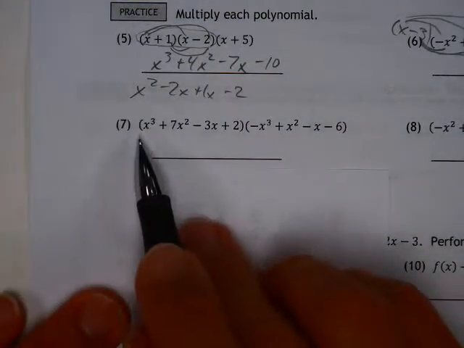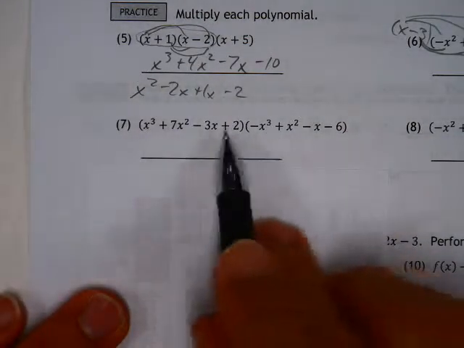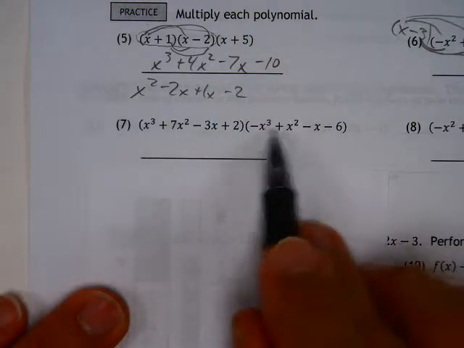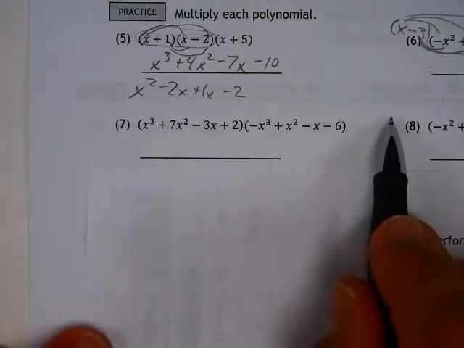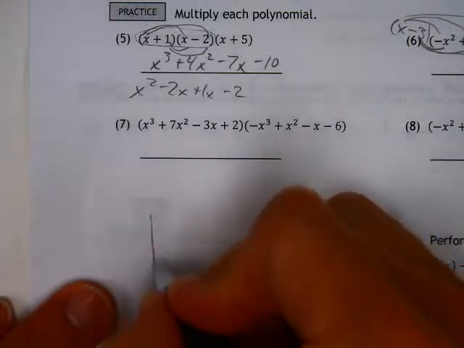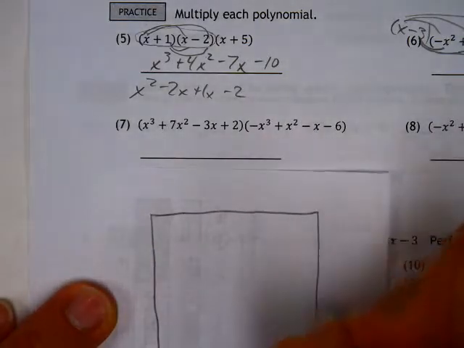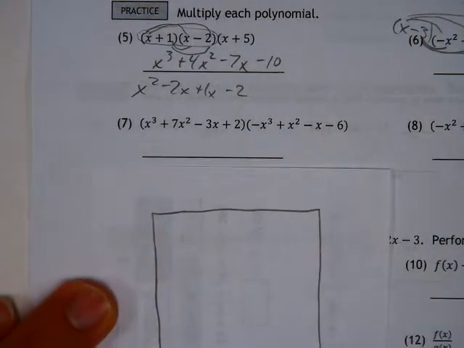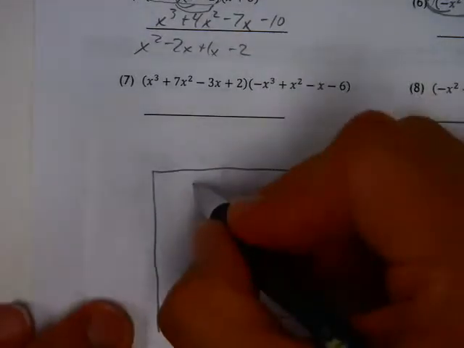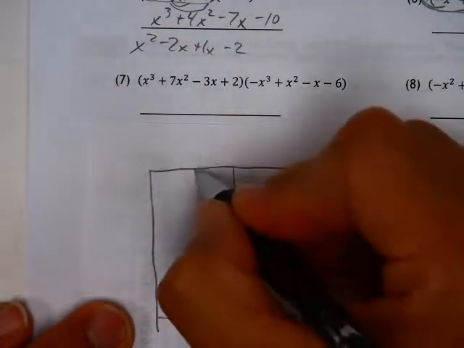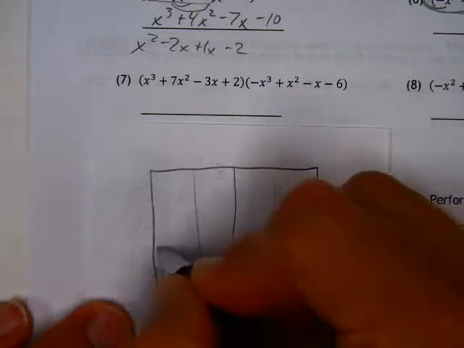Okay, so when you have a fourth degree or a third degree polynomial times another third degree, you've got 4 terms that you're multiplying by 4 terms. So you have 16 terms that you got to keep track of. And I would say that the best way I can think of to keep track of all 16 terms is to do the box.